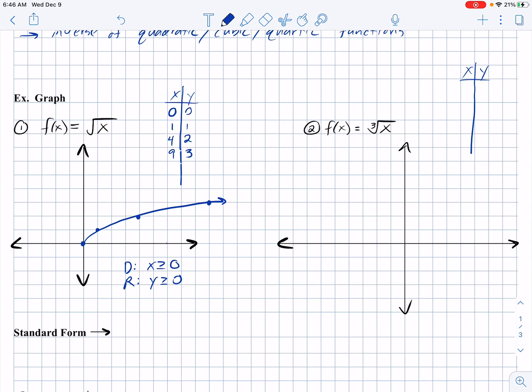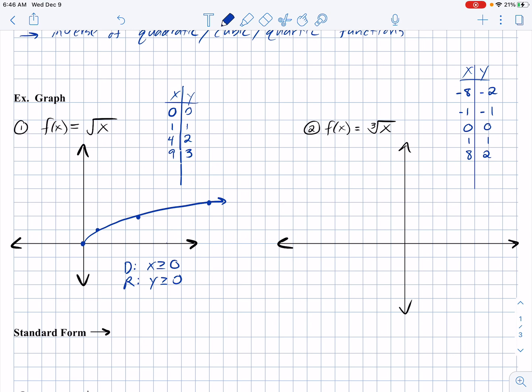Okay. Cube root. Cube root, we can take the cube root of a negative, right? A negative times itself 3 times will get you a negative. So we're going to have some negative values in here. And then let's start thinking of some of our smaller perfect cubes. So negative 8 is a perfect cube, negative 1, 0, 1, and 8. Our next perfect cube would be 27, which is going to be off our graph, so we're just good with these 5 points. The cube root of negative 8 is negative 2. Negative 1 is negative 1, 0, 1, and 2.